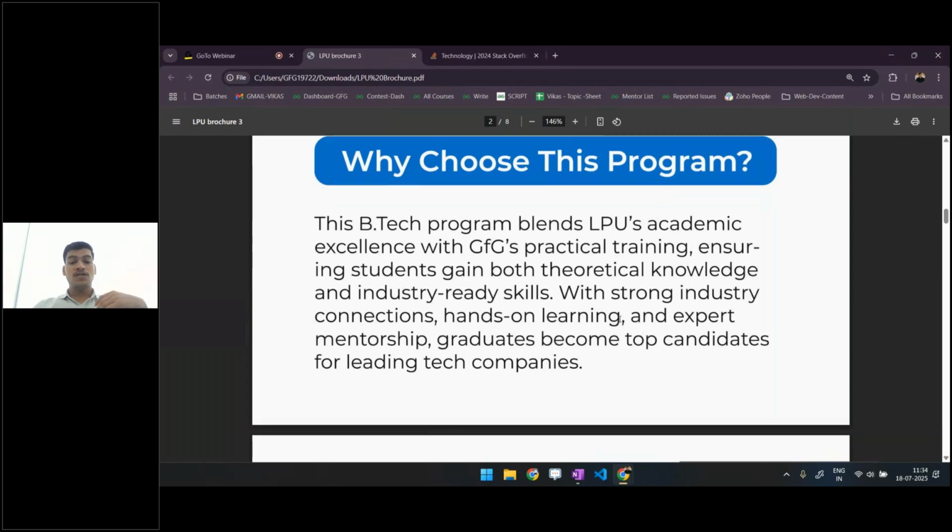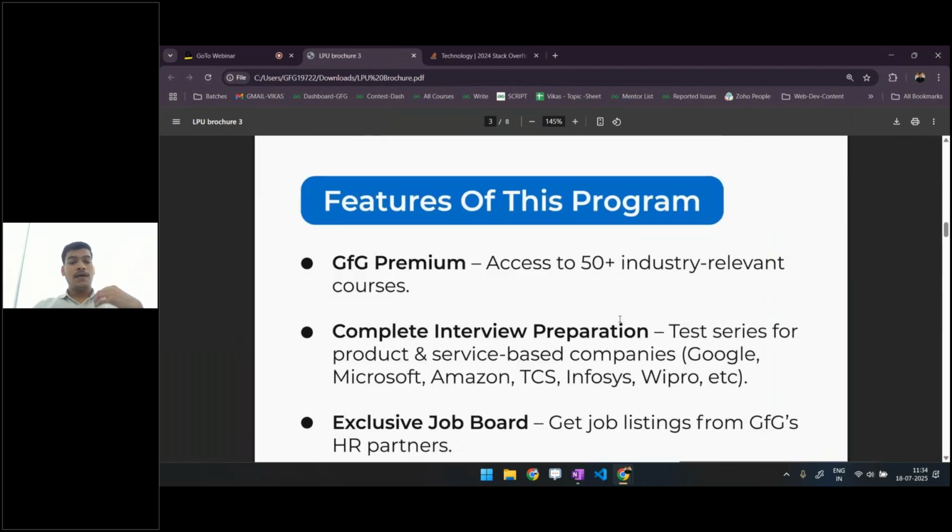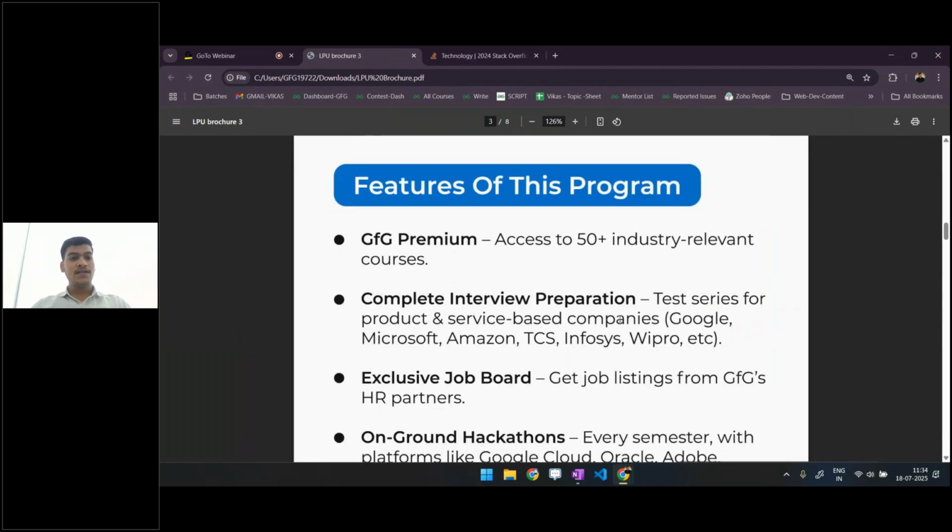And talking about the features of the program, I believe Neha ma'am will be highlighting the points, but I'll just go through them once. You will be getting GFG premium. And what is GFG premium? You will be getting more than 50 industry relevant courses with that GFG premium. So you can unlock them one by one. When you want to learn Java, you can unlock that, right?